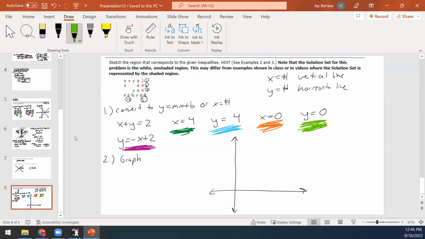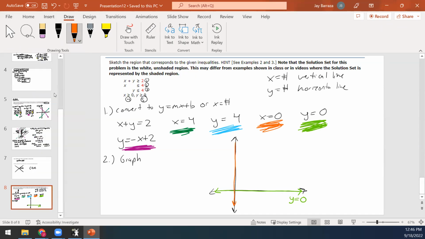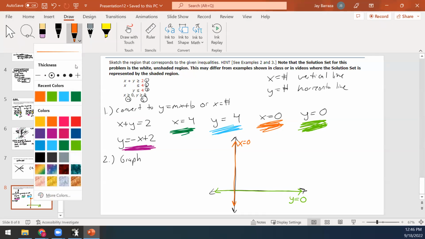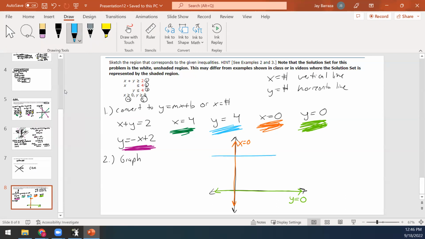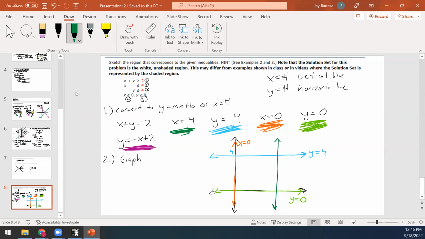So the bright green one, y equals 0, that's the horizontal line that goes like this. That's y equals 0. Okay. Then the orange one is x equals 0. That's the vertical line that goes down the x-axis like that. So that's x equals 0. The y equals 4 is just a horizontal line that goes through the number 4. So this would be 4. Okay. X equals 4 is the vertical line that cuts through here. So this would be 4. And this is x equals 4.